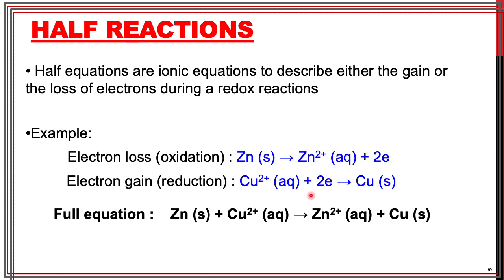From these two half reactions, we can write a full equation. You can cancel these two electrons. You just add the oxidation half equation and the reduction half equation: zinc plus copper 2 plus becomes zinc 2 plus plus copper, because the two electrons cancel out. So this is the oxidation half reaction and the reduction half reaction, and after you add these two equations, you get the full equation.